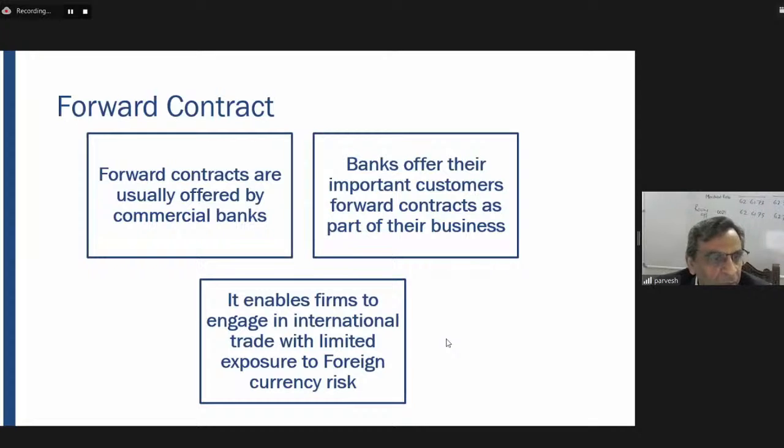It enables firms to engage in international trade with a limited exposure to foreign currency risk. So basically, by entering into a forward contract, you are limiting your foreign currency risk. Now, the risk can be both ways. You can make money or you can lose money if the foreign currency moves up or down. Sometimes it goes in your favor, sometimes it goes against you.